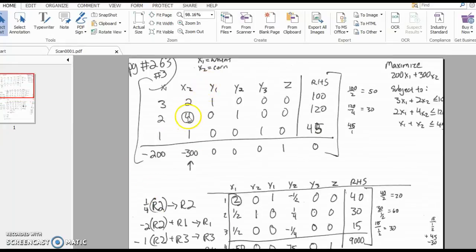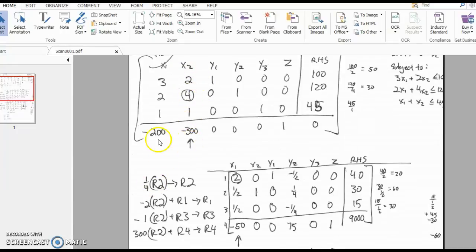So we want 4 to be 1, and we want the rest of these numbers in x2 to be 0, right? We want to get x2 by itself. So we times 4 by a fourth, and we're going to do that to the entire row. So the notation is 1/4 times row 2 goes into row 2. So you do 1/4 times 2, which is a half. 1/4 times 4, which is 1. 1/4 times 0 is 0. 1/4 times 1 is a fourth. And you do that for the entire row.